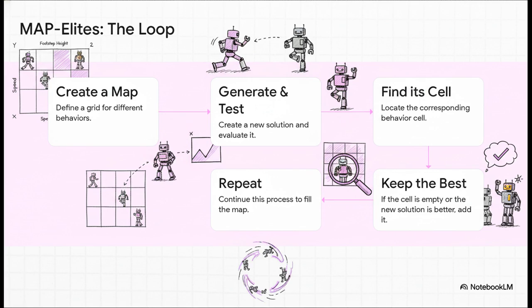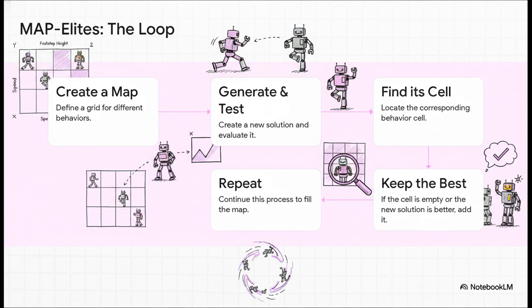First, you set up your map. It's just a grid where each little box represents a different kind of behavior, like say, walking fast with high steps or walking slow with wide steps. Then, the algorithm just cooks up a random solution, a new way for our robot to walk, and tests it. It figures out its quality, how fast it is, and its behavior, what box it belongs in.